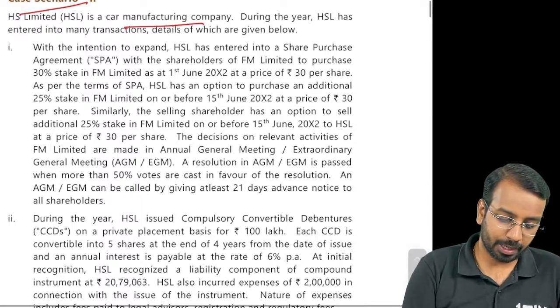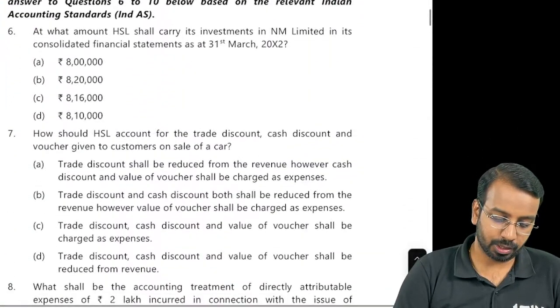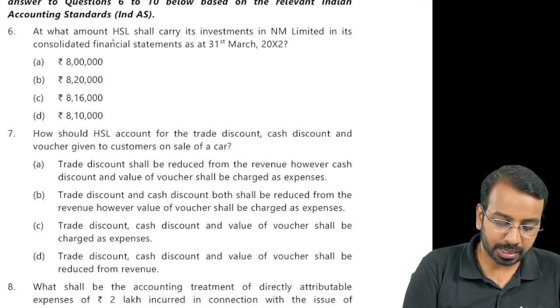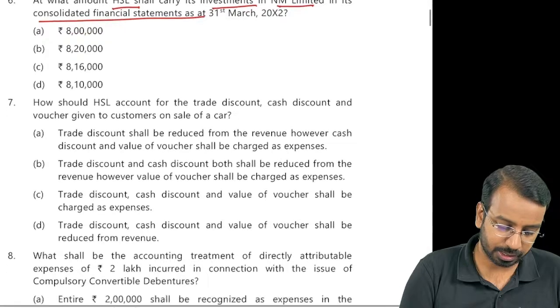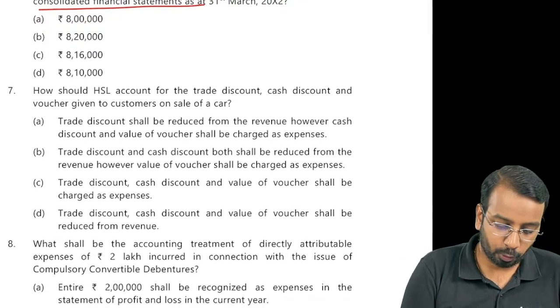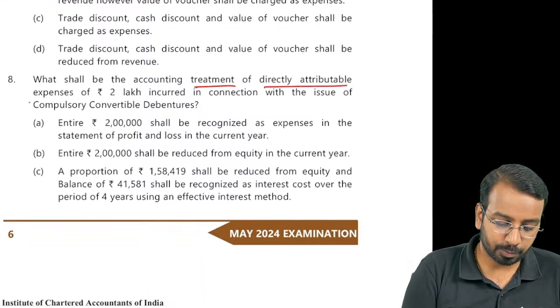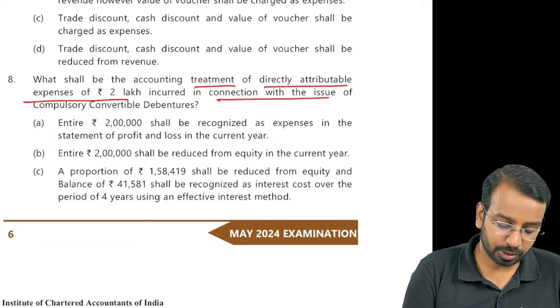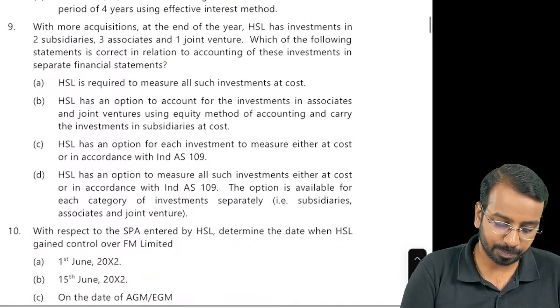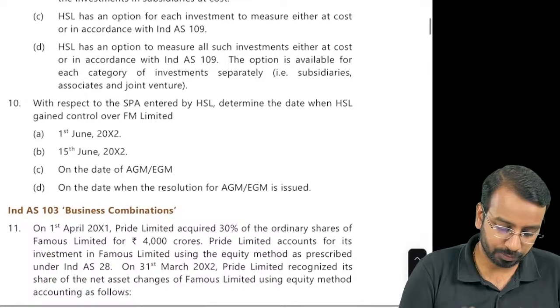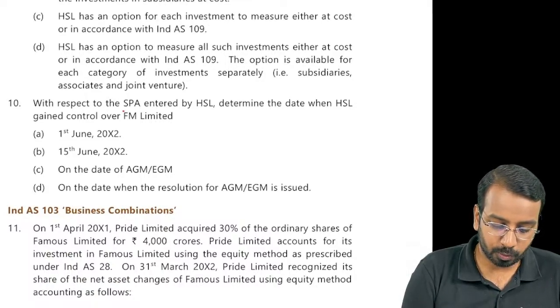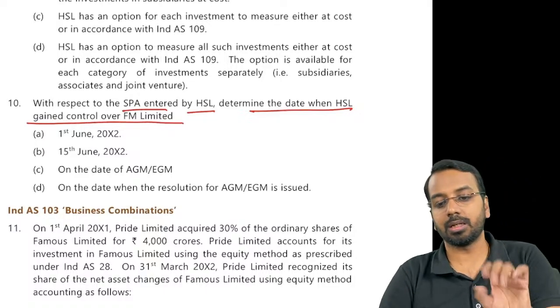second case scenario, car manufacturing company. Again, first quickly glance at the requirement. First, at what amount shall HSL carry its investment in NM Limited in the consolidated financial statement? That is one. How should HSL account for trade discount, cash discount and voucher? What shall be the accounting treatment of directly attributable expenses incurred in connection with the issue of compulsory convertible debentures? Then this slightly elaborate question, will come to it later. With respect to SPA entered by HSL, determine the date when HSL gained control over FM. So these are the 5 questions.